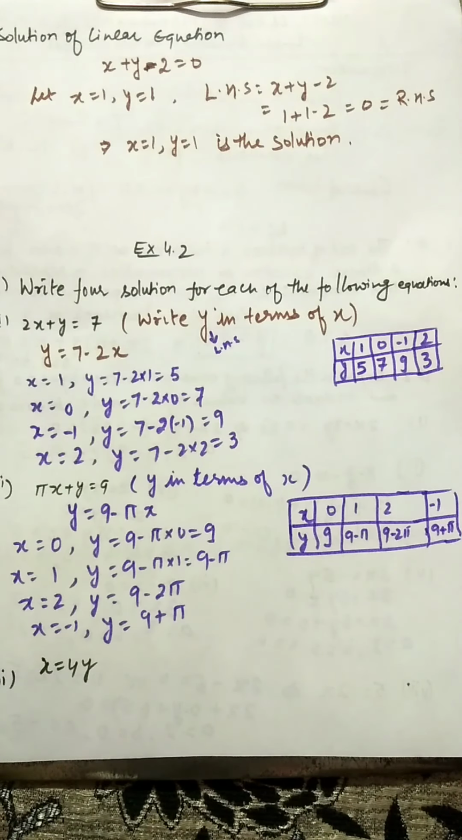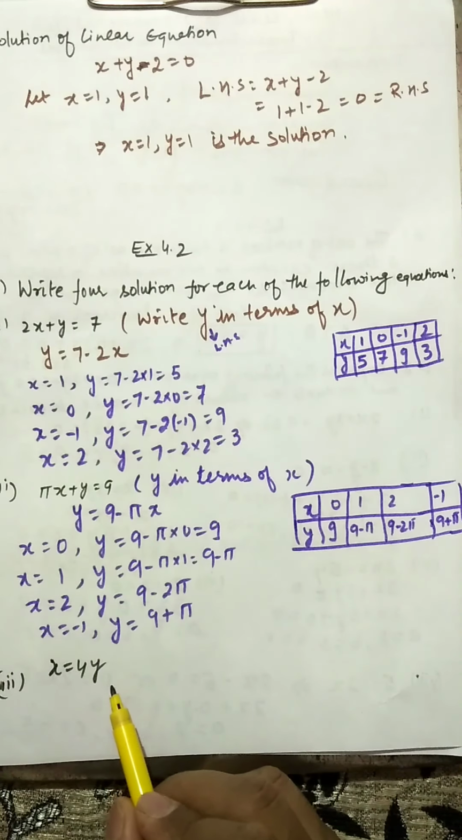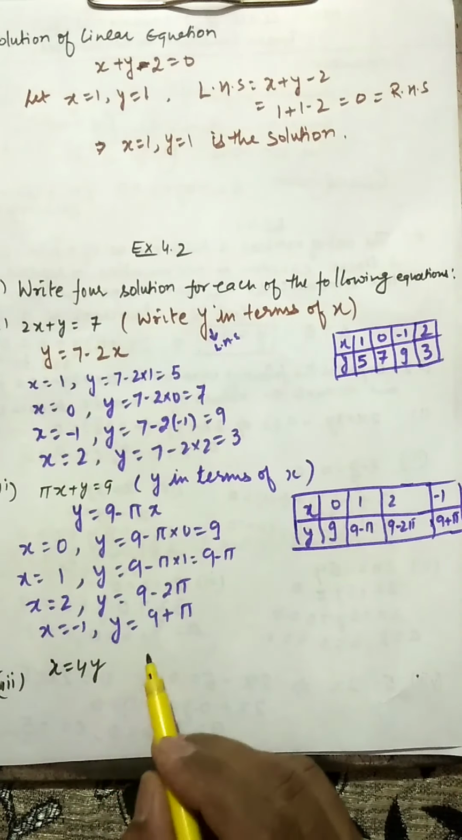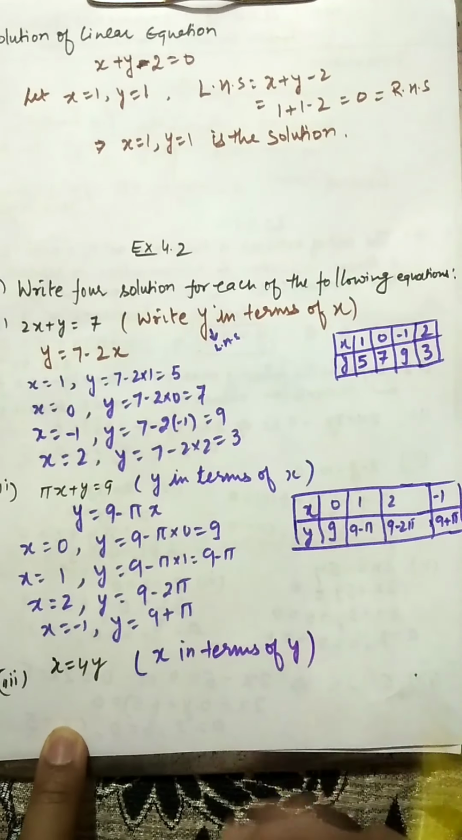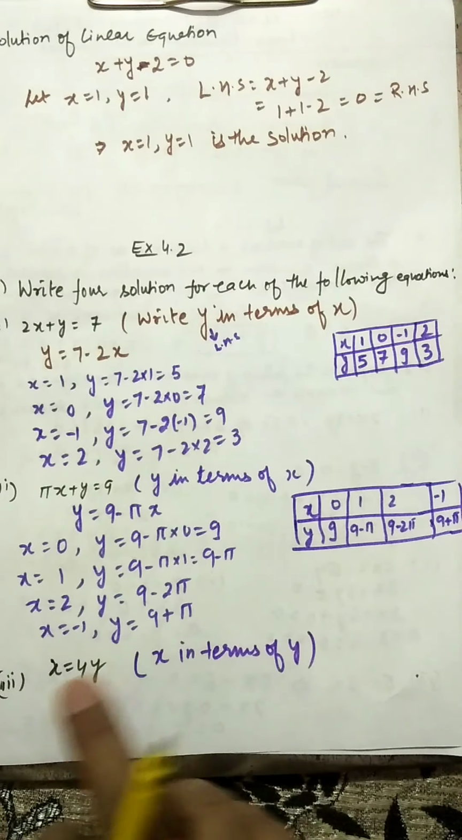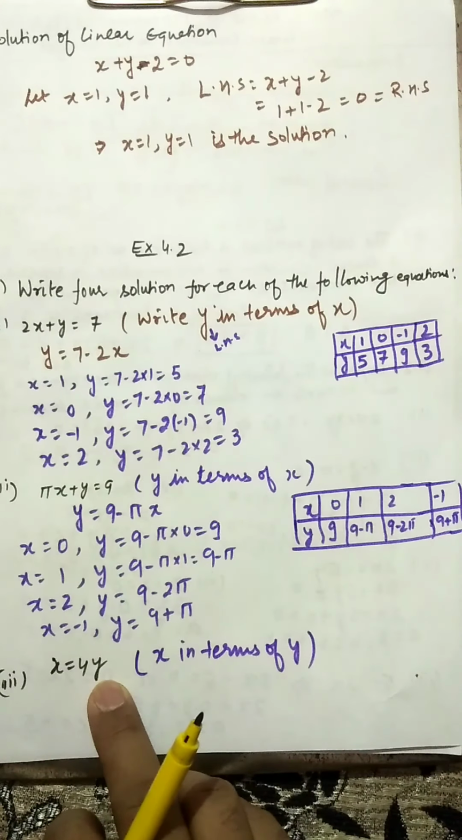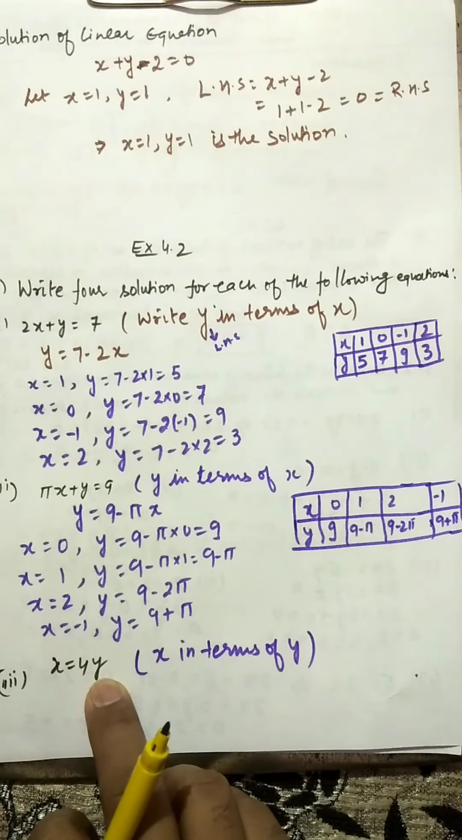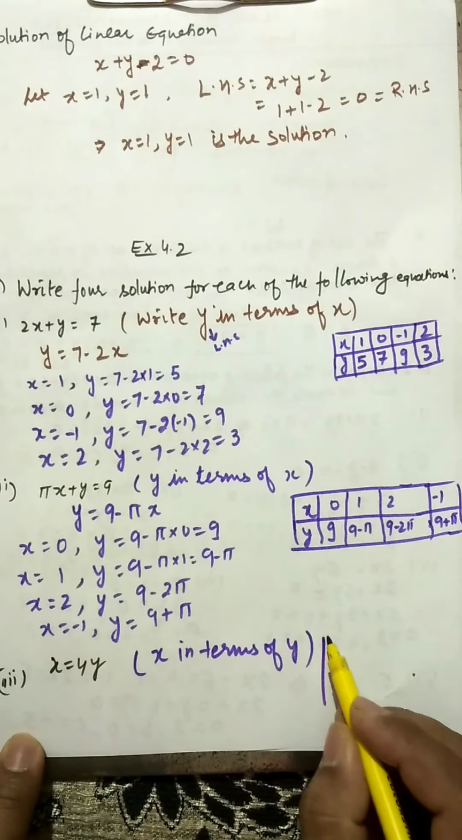So always you should try to take the value as simple as possible. Now this is the third part. This is x in terms of y, which means on the left hand side only x should be there, and on the right hand side all other things, constants and variables, meaning y, should come. So here we can again make the table, and you can find the values very easily.